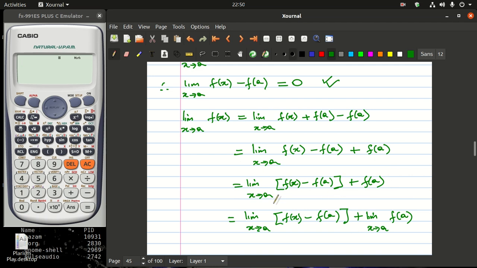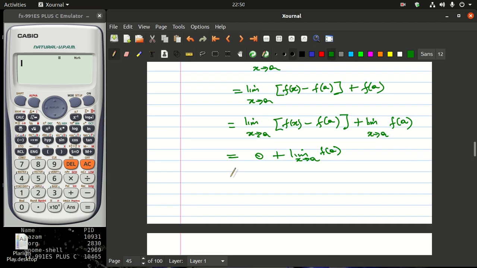This is actually the same thing as that. So this part here is 0, plus the limit as x approaches a of f of a. Now, looking into this limit, you will find out that there is no x here. It's only f of a. So relative to x this is just a constant, because there's nothing to plug in. So that limit is just the same as f of a.